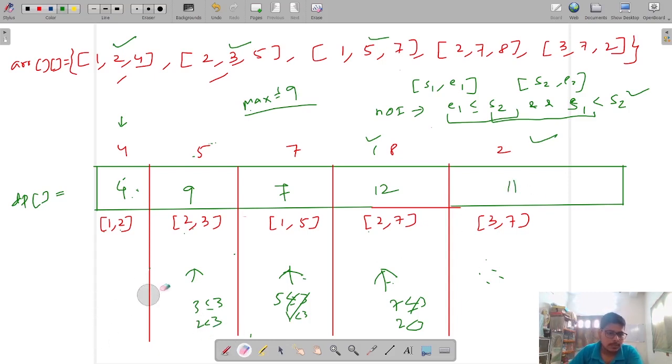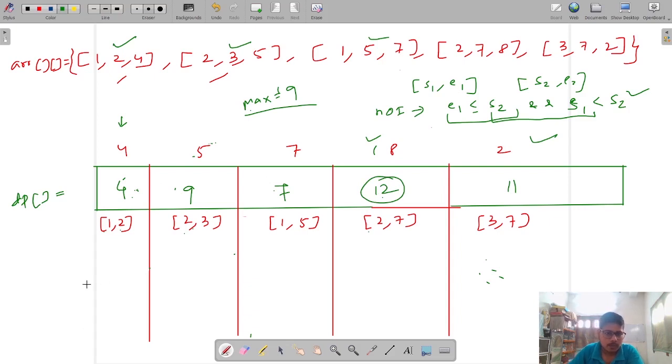So what are the answers we got? So these are the answers, right? 4, 9, 7, 12, 11. So I will return the maximum of it, which is 12. So 12 will be my answer. So we saw that our answer actually was 12 when we did it diagrammatically, right? So I will fill the array and find the maximum element, that will be my answer. So including this one, I can get the maximum profit of non-overlapping intervals.